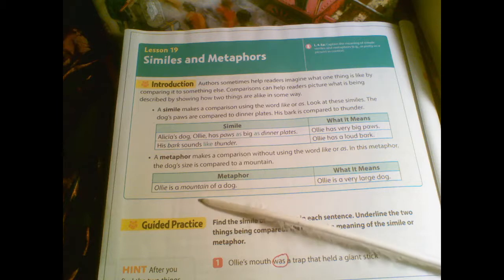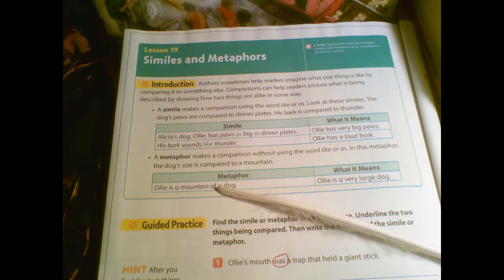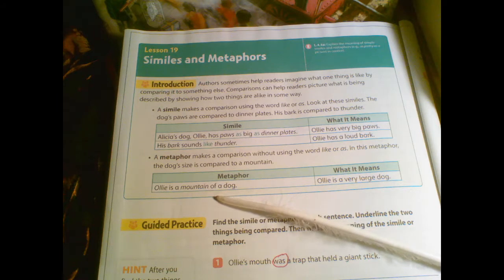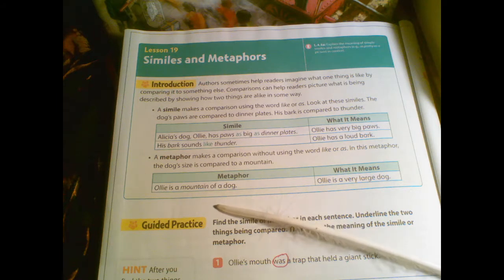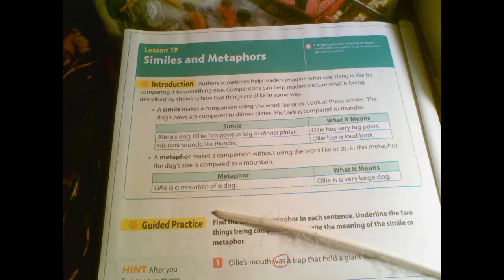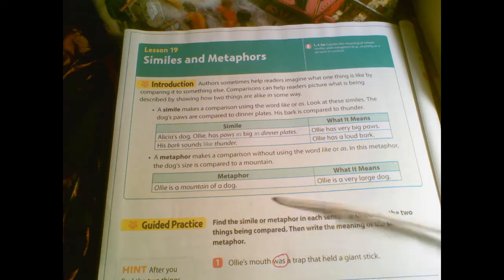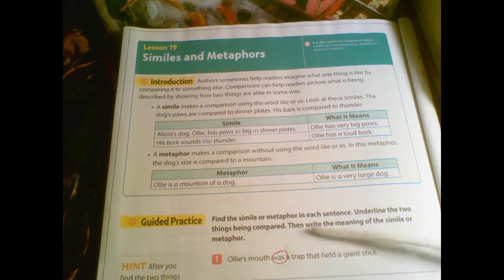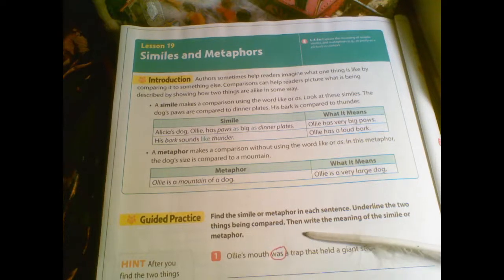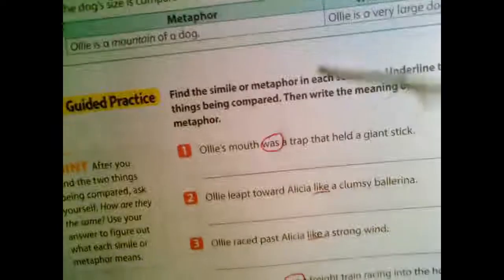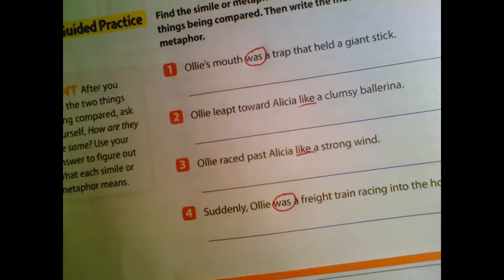So Ollie would probably not be a miniature dachshund. He is probably something like a great St. Bernard, because he's a mountain of a dog. You'll see in your guided practice down here where if you look at mine, for example, I'll just flash this down.